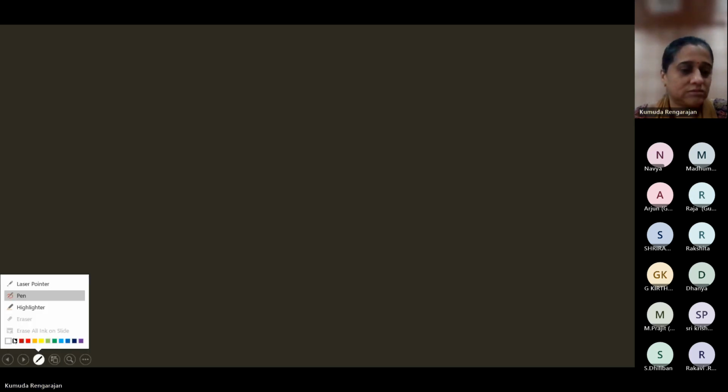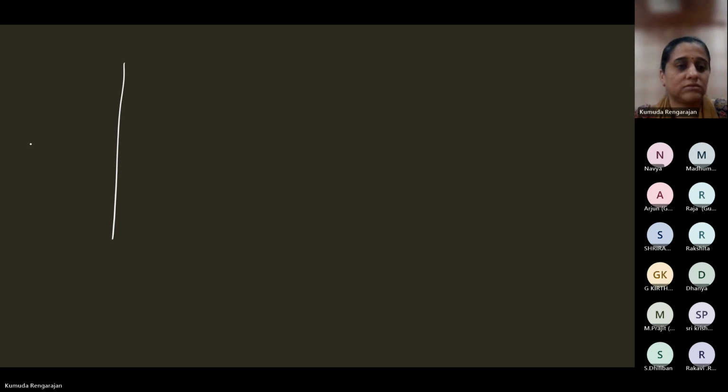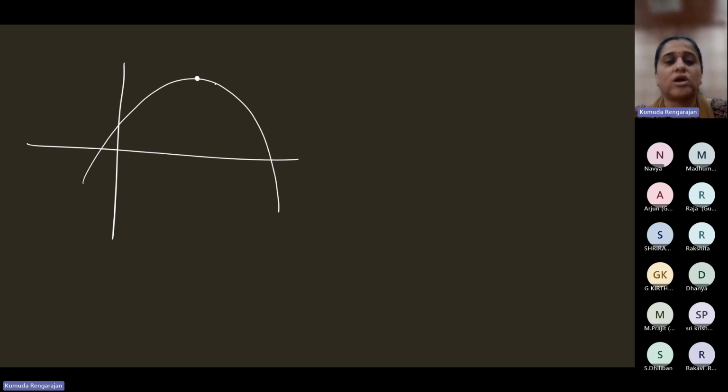Now we're going to talk about the vertex of the parabola. The vertex of the parabola can be the highest point or the lowest point, depending on how it opens. Now see here. This one is called the vertex of the parabola. This one is called the vertex of the parabola.